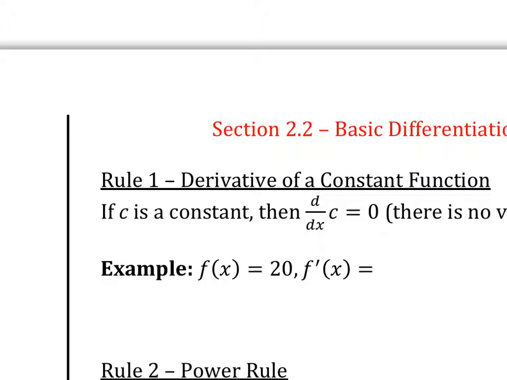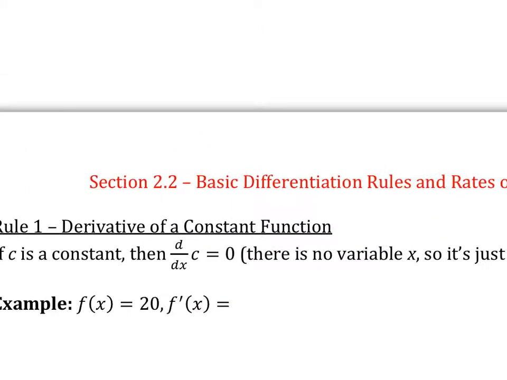Rule number 1, the derivative of any constant is always 0, obviously. A constant is a flat line, a flat y equals something line. The slope is always 0. So the derivative of a constant is always 0. Basically, if there is no variable x, no variable means it's constant, then it's just going to be 0. So for example, if f of x is equal to 20, then the derivative is just 0. So anytime you see a constant, it's always 0.